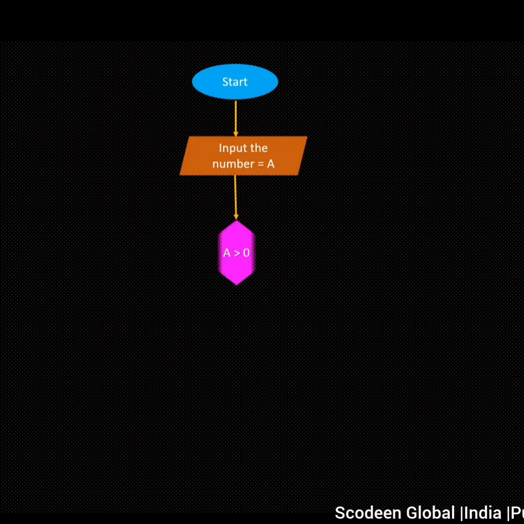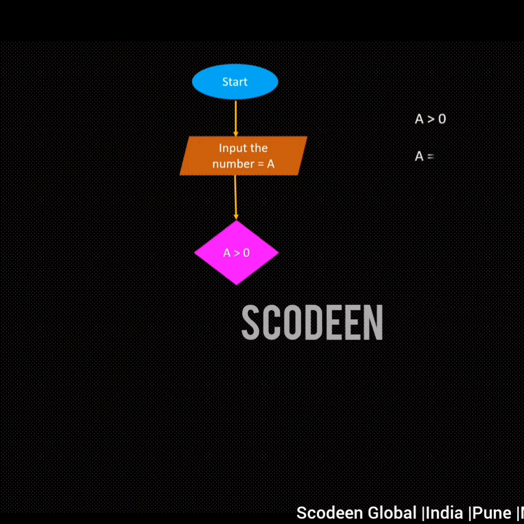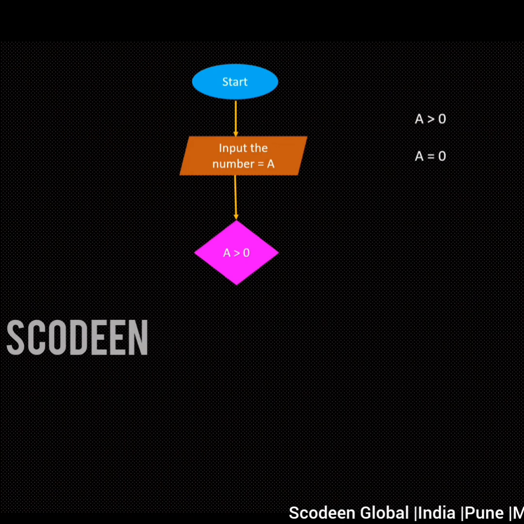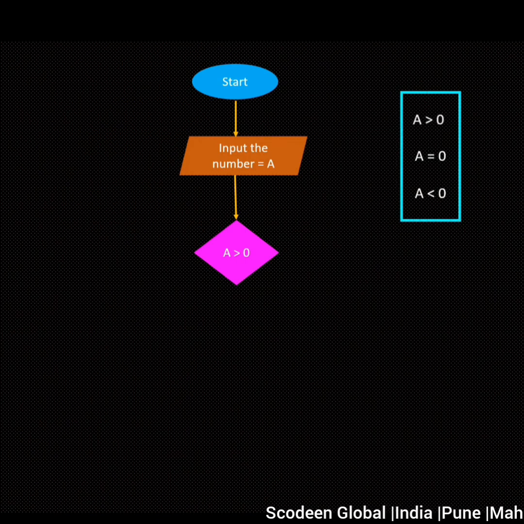So next, the positive number means it is greater than 0. So here, before we start the flowchart, we must understand what the logic is. The logic: it can be greater than 0, it can be equal to 0, or it can be less than 0. Let's consider the first condition.